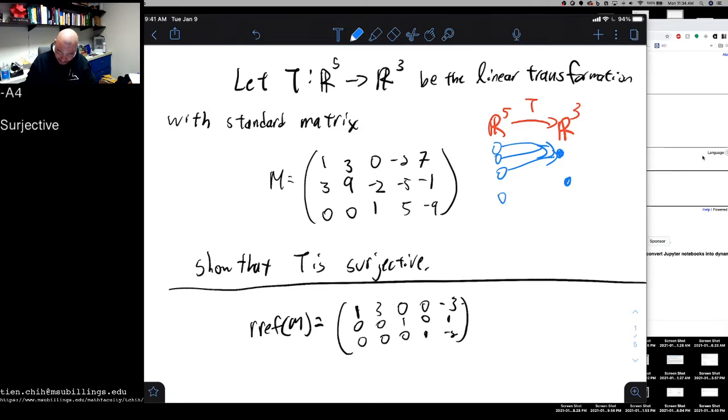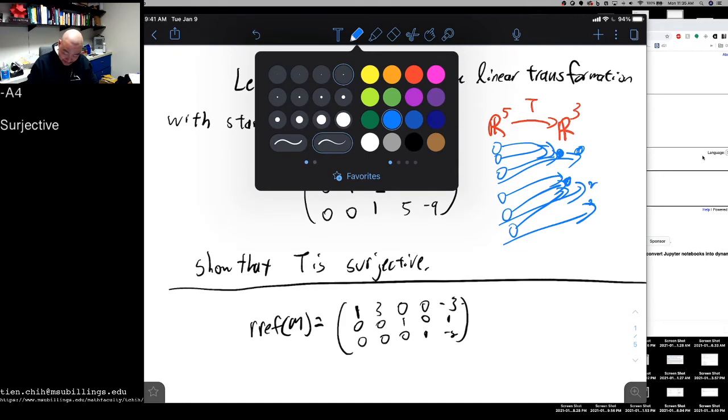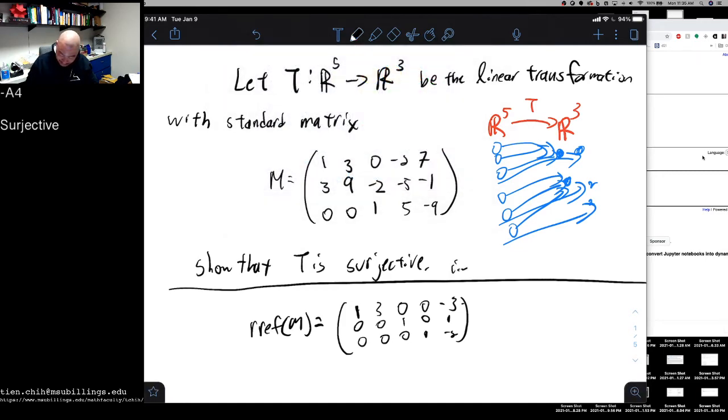So if I pick a different one, then there's a bunch of vectors that map to it too, and that's going to be true of every single vector in R3. Something will hit every one of those from R5. So that's what we want to show here. In other words, what we want to show is that the image of T is equal to R3 itself.